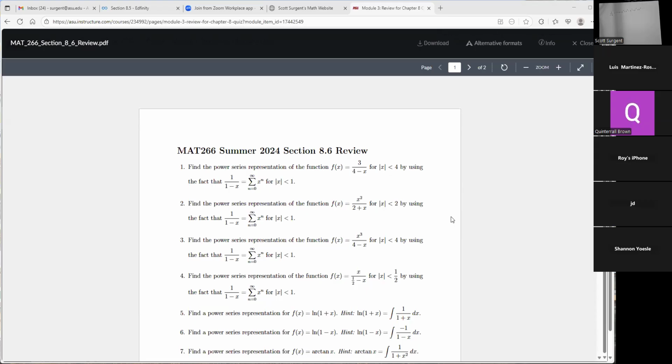Okay, so we want to do the power series representation for 3 over 4 minus x. That's the first one, and all the rest of them look kind of similar. By the way, the numerators, just wait until the end and then distribute them in. All the action is happening in the denominator.